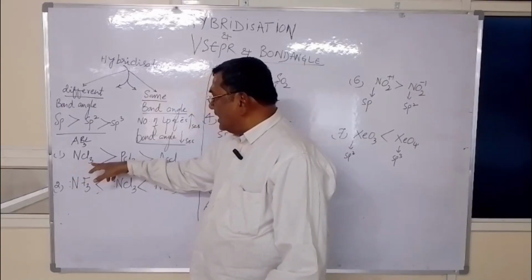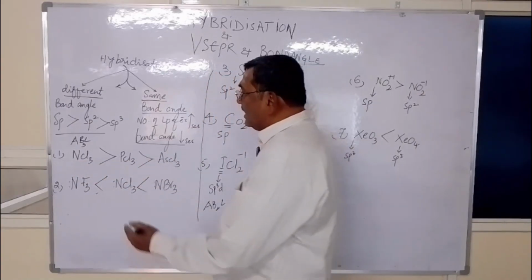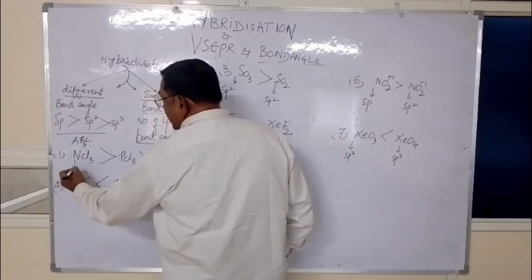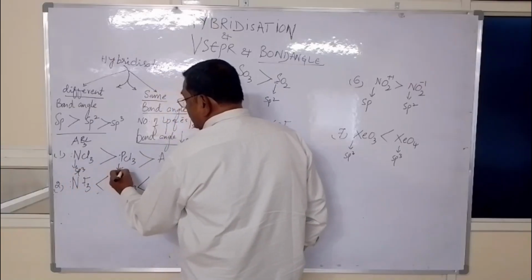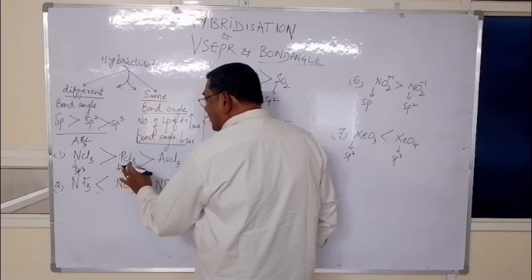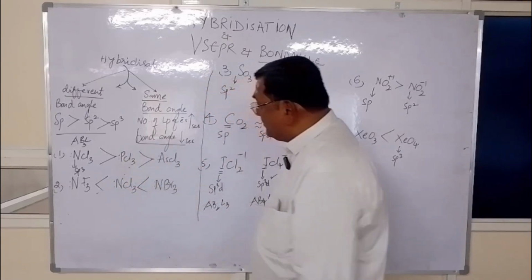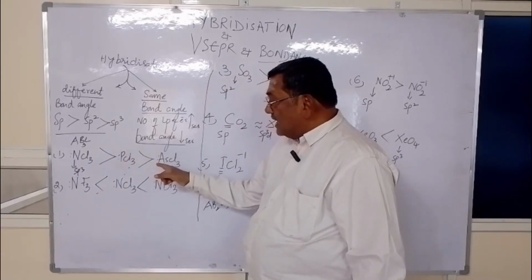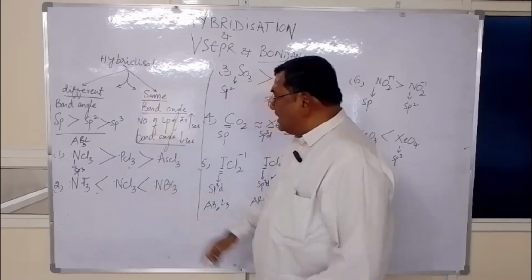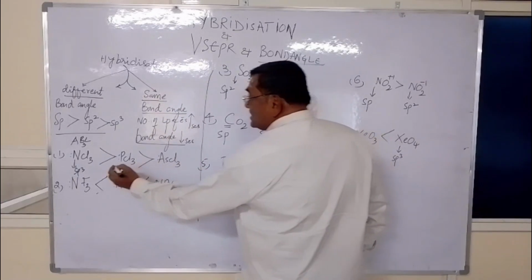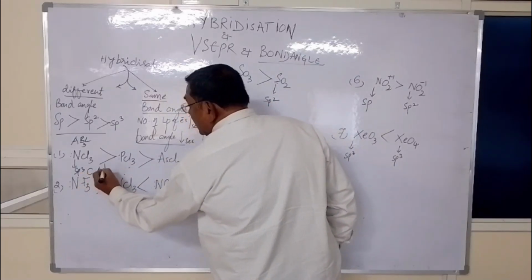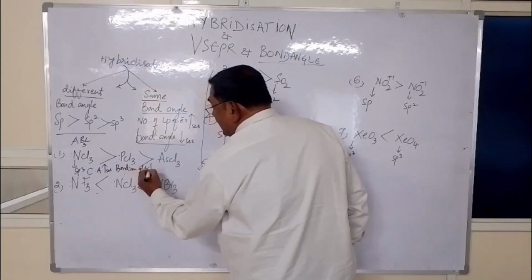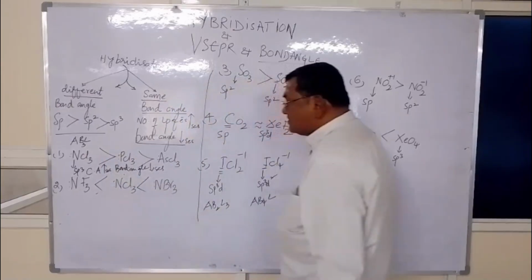Suppose we take NCl3, PCl3 and AsCl3. In all these cases, the 15th group elements have one lone pair of electrons. The hybridization is sp3. Here the central atom size differs. If the central atom size increases, the bond angle decreases. See this, children. In this case, the central atom size increases and the bond angle decreases. So that's one case here.